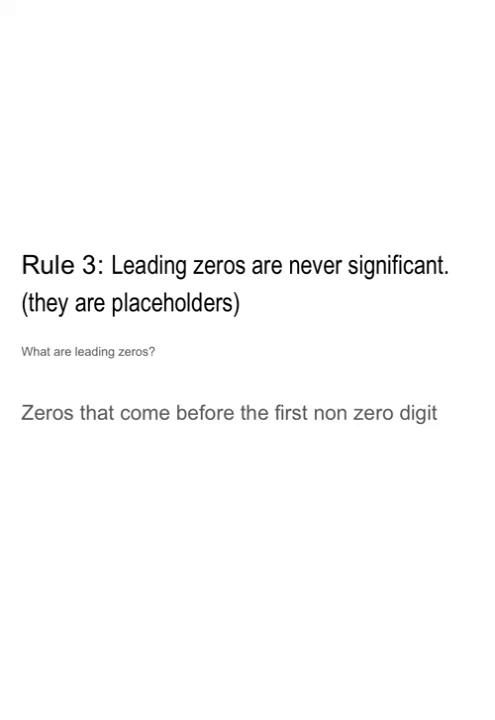The next rule is that leading zeros are never, ever, ever significant. Picture the leader of a race. The leader of a race is going to be in the front. The same thing with leading zeros. They are going to be zeros that come before the first non-zero digit. Okay, these are simply placeholders.